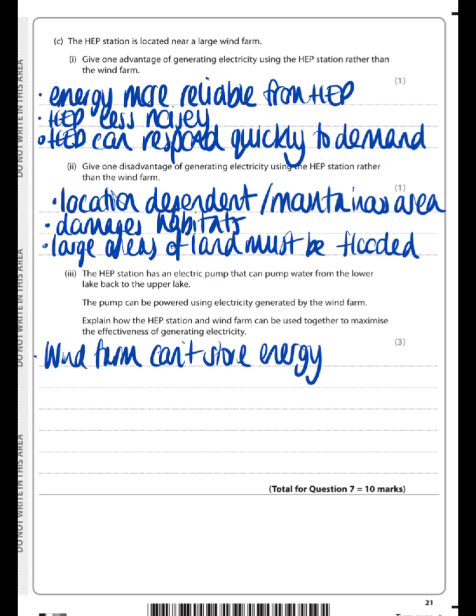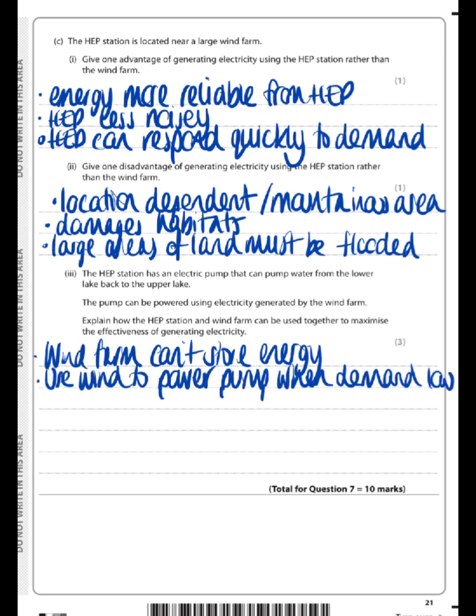Now, if the wind farm can't store energy, what we can do is use the wind to power the pump when the energy demand is low. The really important thing there is that you're saying when the demand is low. So you're not rephrasing the question, but you're saying, okay, when the electricity isn't required, the wind can be used to power the pump to send the water back up. In doing that, we're making sure that the top lake has always got a load of water in it. So effectively that becomes an energy store. So that could be something we can talk about as well.